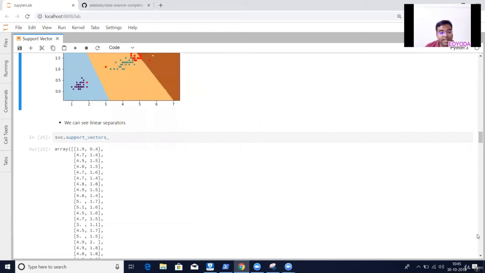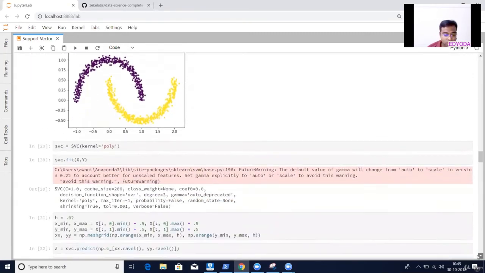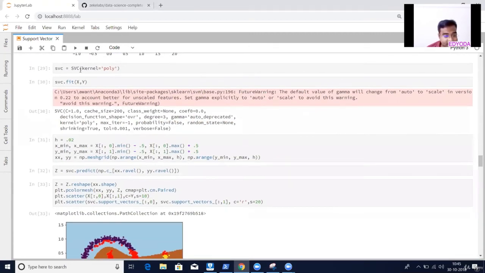Let's move to the next kernel, that is your polynomial. In the polynomial kernel, we try to predict a polynomial degree line. Say we have data which looks like this, or we are generating simply moon data. So what will you do? You are creating a support vector classifier with kernel poly.